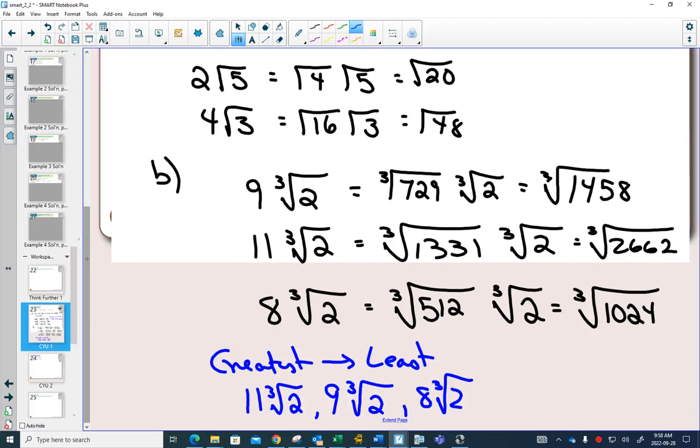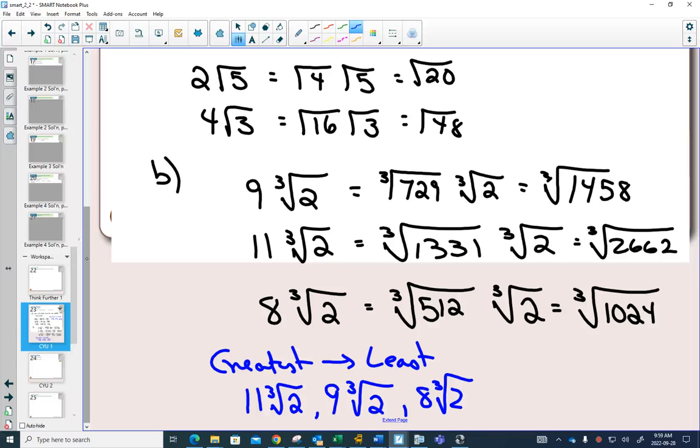So I got so excited about doing mental math. Can you see that there would be a way easier way of doing this one? Yes. Right? Because they're all cube roots of 2. So it's obvious that the 11 is bigger than the 9, is bigger than the 8.